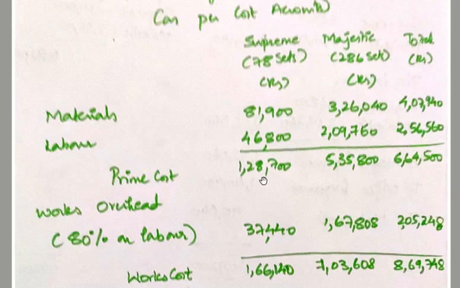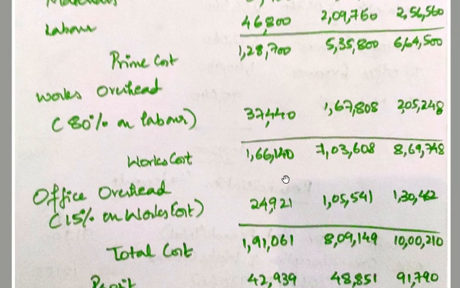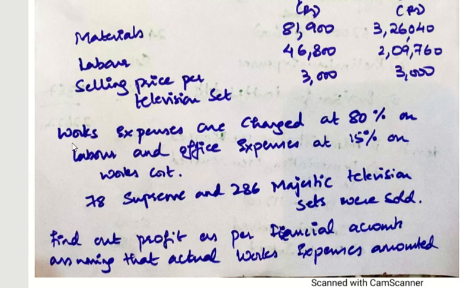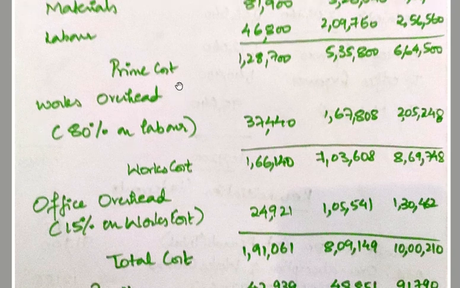Now we will get the prime cost from our direct material and direct labor. So we got the prime cost to be 1,28,700, 5,35,800, and the total is 6,64,500. Now we have the works overhead. Works overhead is nothing but 80% of labor, because they have given in the question works expenses are charged at 80% on labor. After your prime cost, we will add our works overhead, 80% of labor. So 80% on 46,800, we get 37,440.